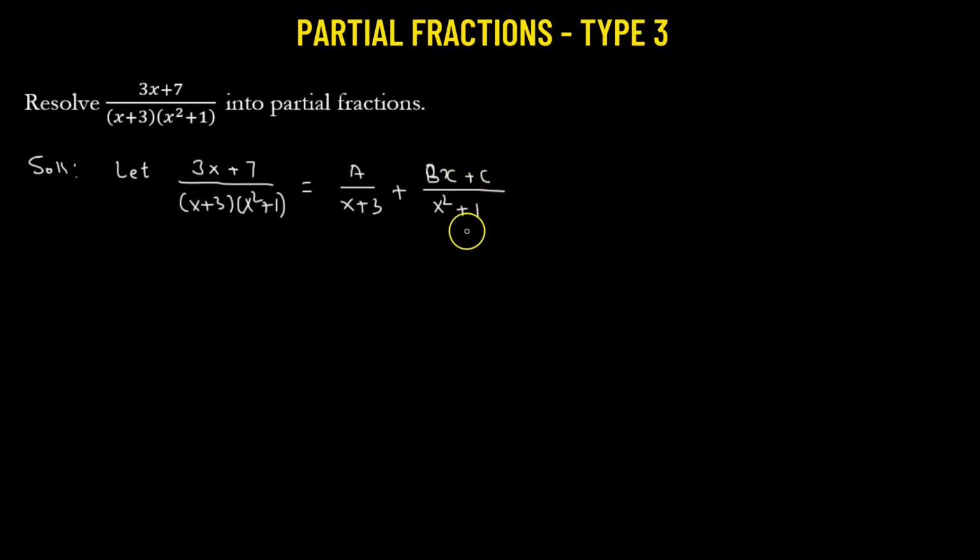The reason behind this is because we have a quadratic factor in the denominator. Our goal will be to find the values of A, B and C. So let's state this as number 1.